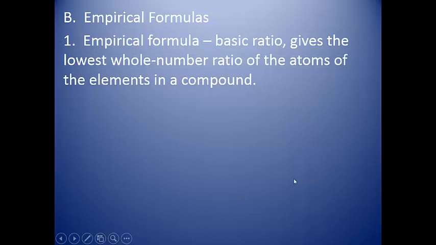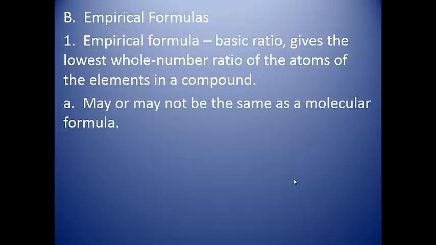The last two videos that we're going to cover in this unit are about empirical formulas and then molecular formulas. You need to know how to do an empirical formula first before we can get to the molecular formulas. So an empirical formula is just a very basic ratio. It gives you the lowest whole number ratio of every atom within the compound. It doesn't tell you exactly how many of each there are, but it just gives you a ratio.